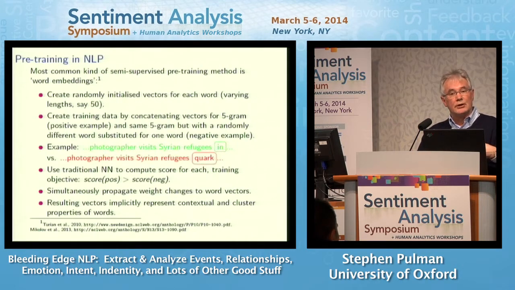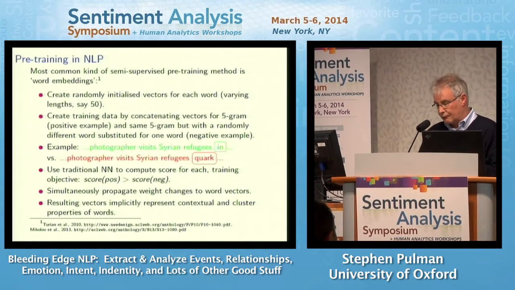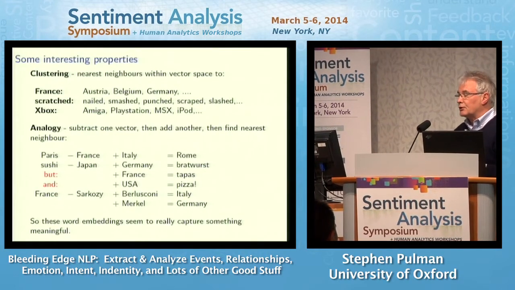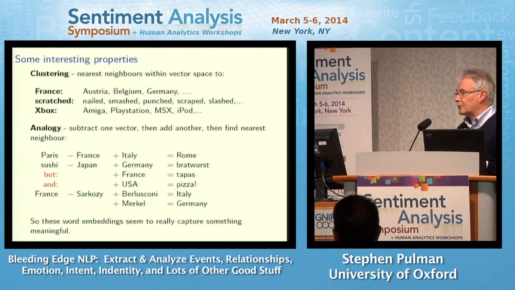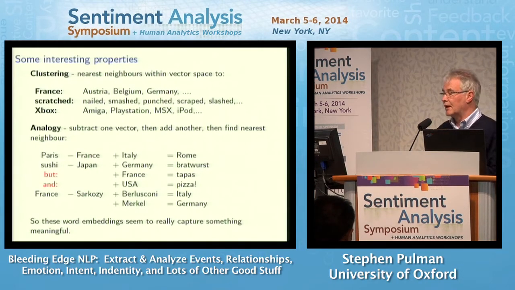So the result is that magically, over a long period of training, the vectors associated with each word acquire weights which somehow or other capture many of the semantic properties of those words. And the results are really quite interesting. So here's some examples. Once you've got vectors, of course, you can do clustering, because you can just do cosine distance measure between different vectors. So here's some examples from work by Collobert that I'm going to talk about in a moment.